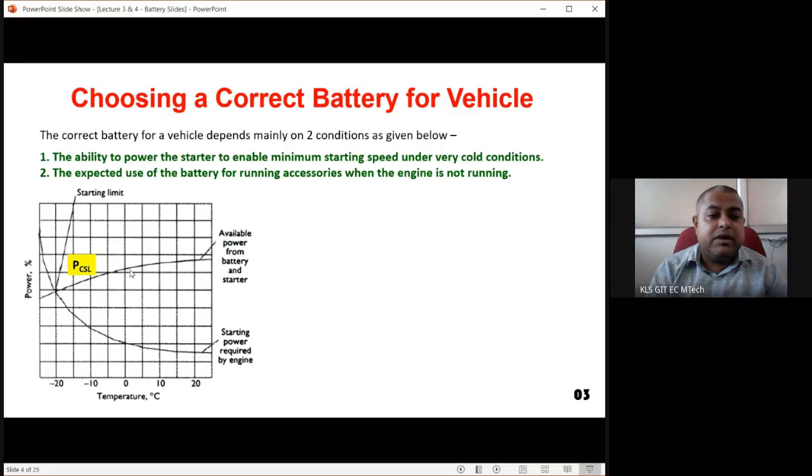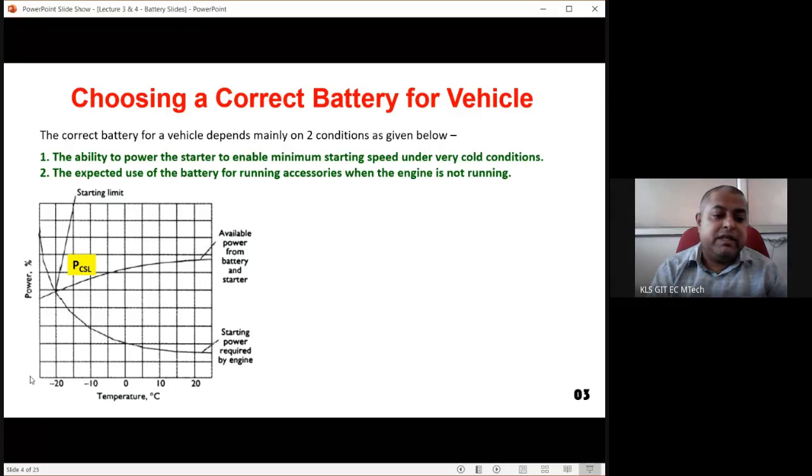And this increasing graph is the available power from the battery and starter. One thing we can check is that as the temperature is increasing, the available power from the battery is also increasing. So always try to understand the graph. This is the ambient temperature on the x-axis, and the y-axis is percentage power. As temperature is increasing, the battery is delivering more and more power. That is one thing you have to check. And as temperature is increasing, the power required to start the vehicle is decreasing.